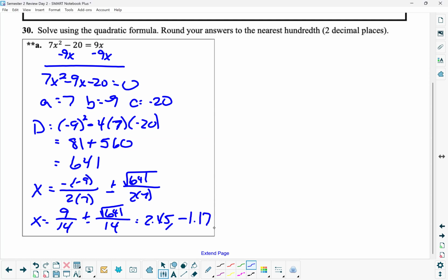Those are my estimated solutions, and the fractions are my exact solutions.